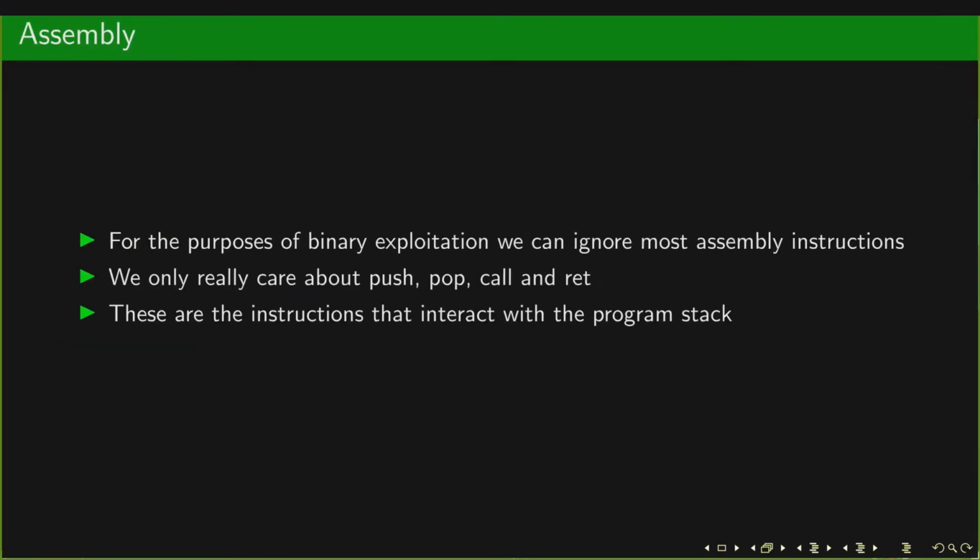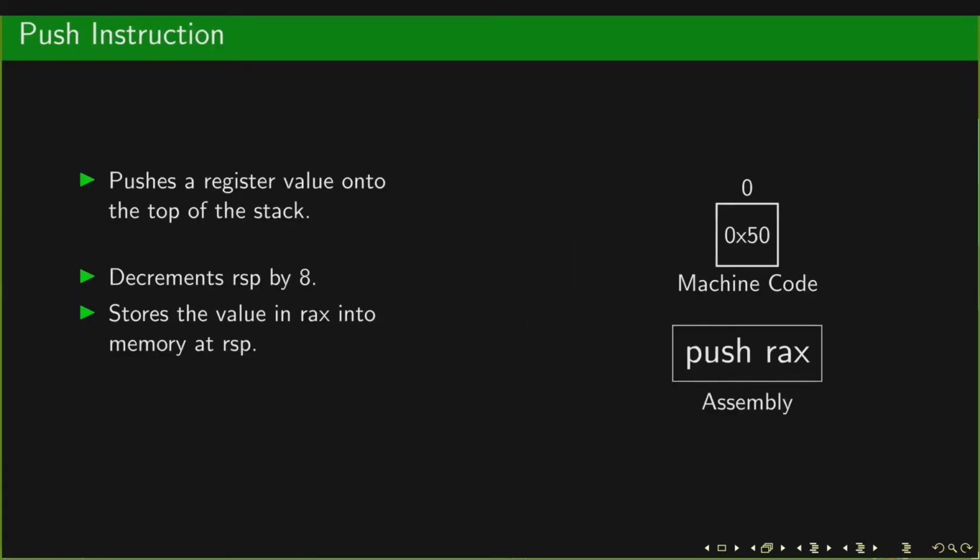Okay, so now we're going to talk a little bit about some assembly instructions. There's a lot of assembly instructions, but we only really care about 4 of them, and these 4 of them are the ones that interact with the program stack. You may have noticed by this point in the talk that I'm really only talking about the program stack, and that's probably because the program stack is really the only thing that's useful in easy to medium binary exploitation tasks. All you need to understand is the program stack.